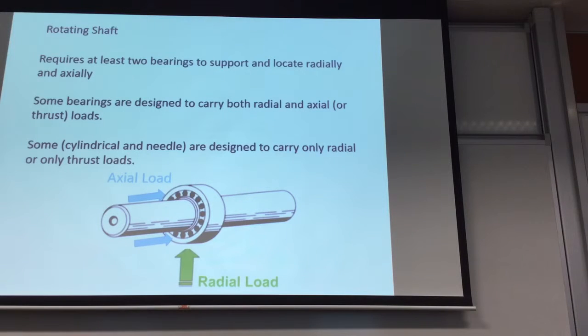Bearings are required to locate your shaft. It carries two purposes. One is to allow the rapid movement between your shaft and your housing. The other is that you must be able to support the loads. So bearings can support loads in two directions. One is the axial direction, which is along the axis of the shaft. The other is the radial direction. Some bearings are designed to carry both the axial and the radial load. Some are only for radial load, some are only for axial load. This is called the thrust.